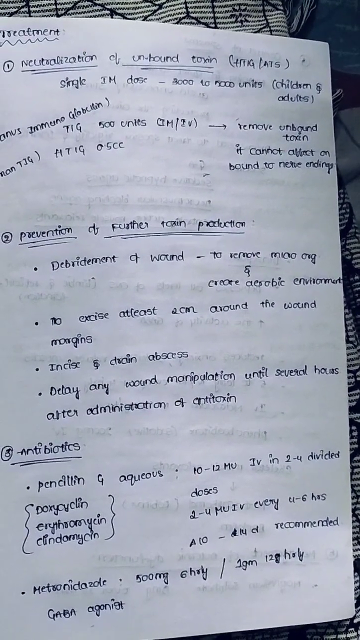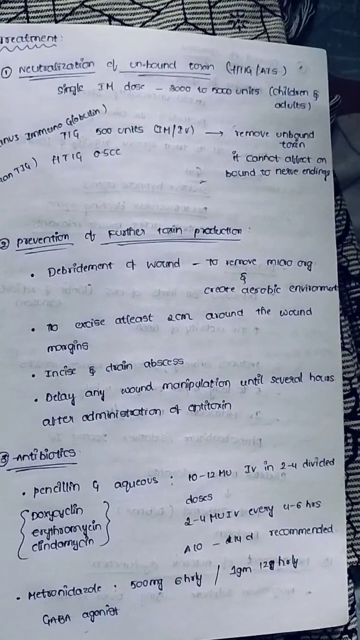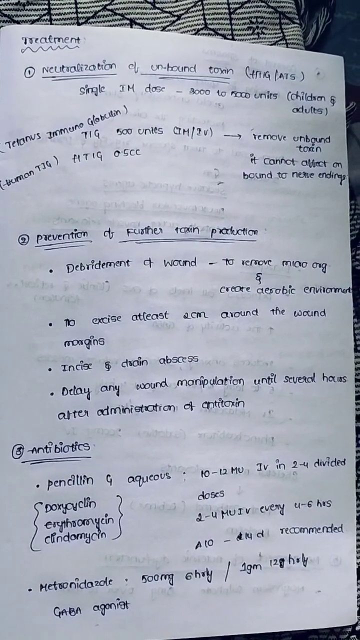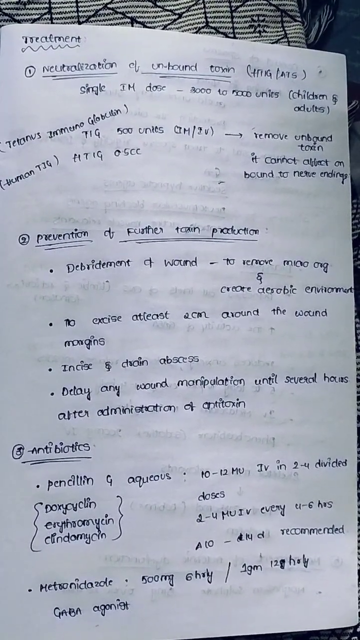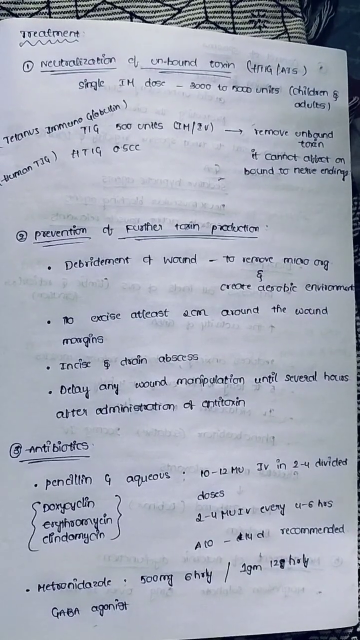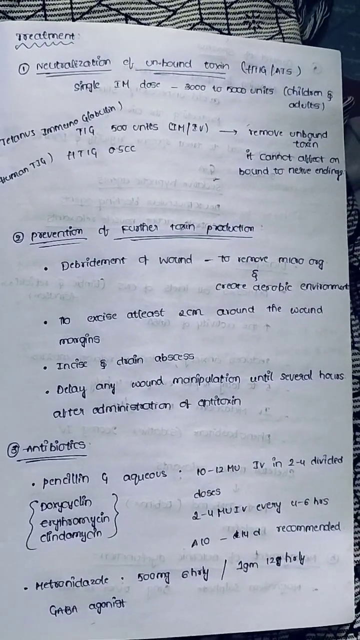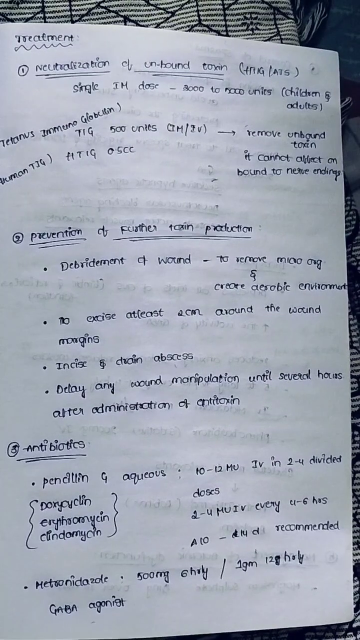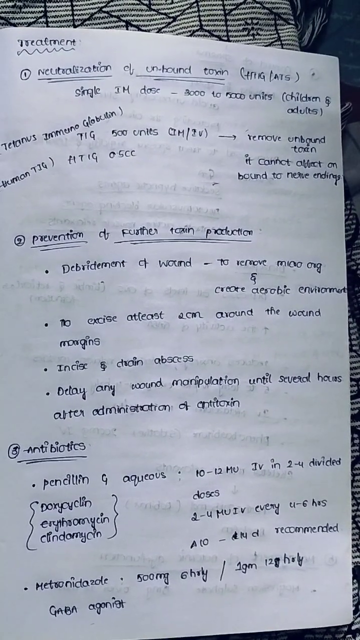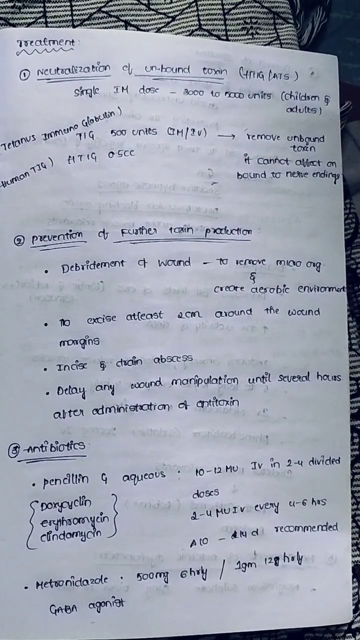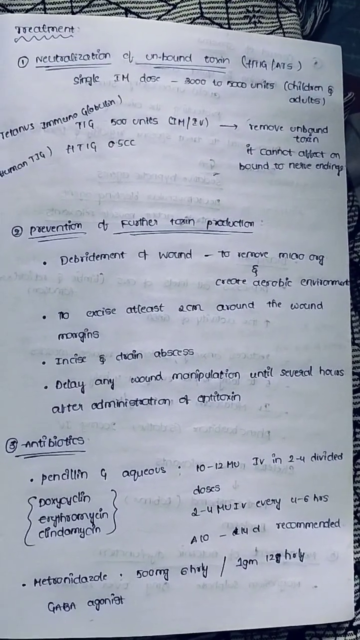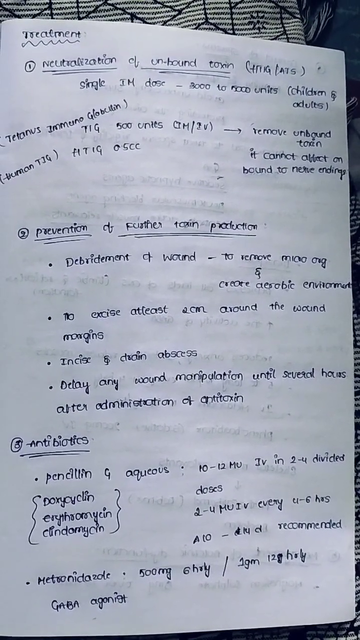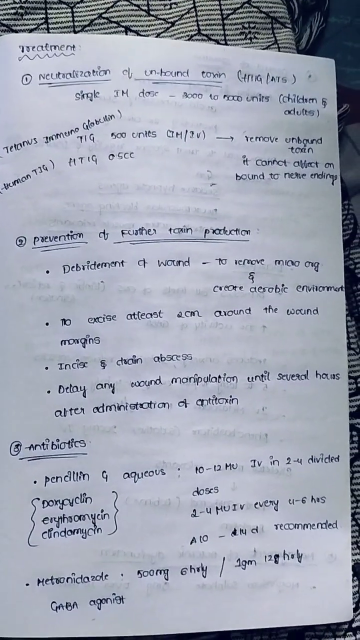to drain the abscess. Another step is antibiotics, usually penicillin. If the patient is allergic to penicillin, doxycycline, erythromycin or clindamycin is advised. Another drug is metronidazole, about 500 mg 6 hourly or 1 gram 12 hourly. This metronidazole is a GABA agonist.